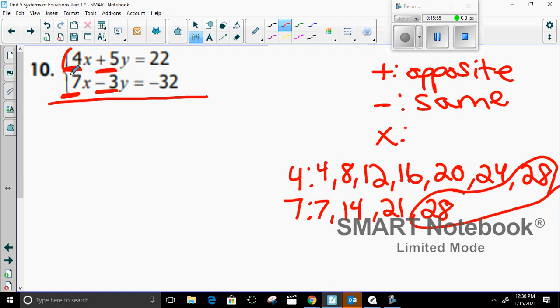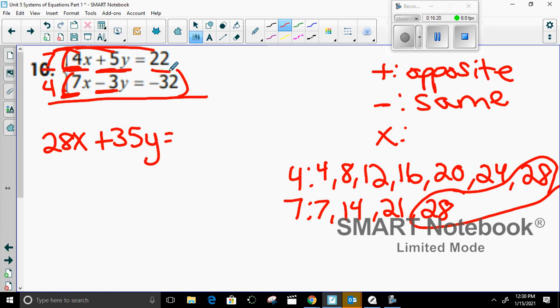So I'm going to get those to both be a 28. Basically, I'm multiplying the top by 7 and the bottom by 4. Multiply every single thing in the top by 7. Every single thing. So don't make a mistake on that. So 7 times 4x is 28x. 7 times 5y is 35y.